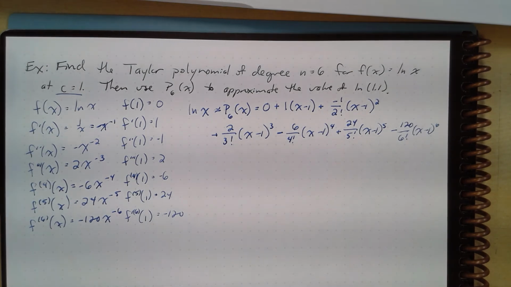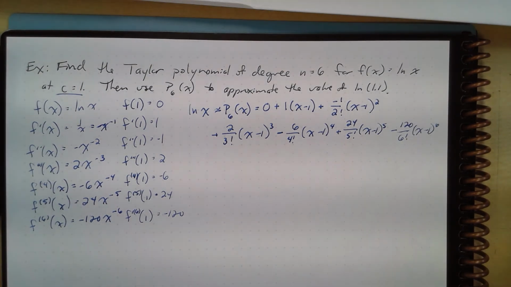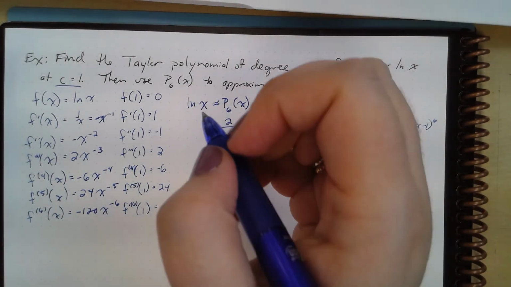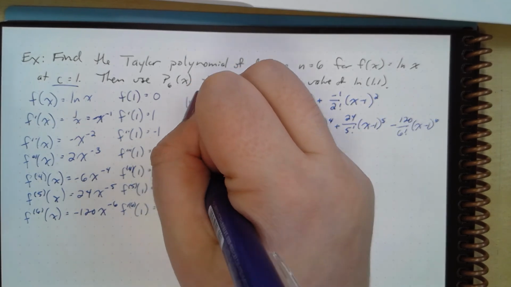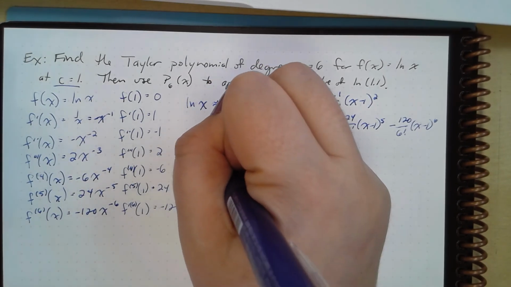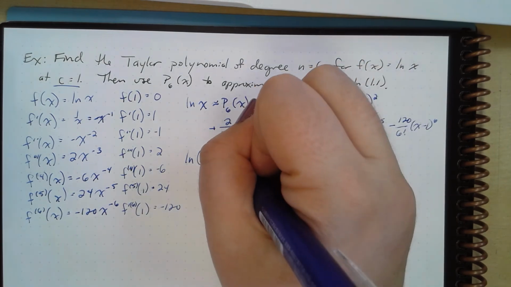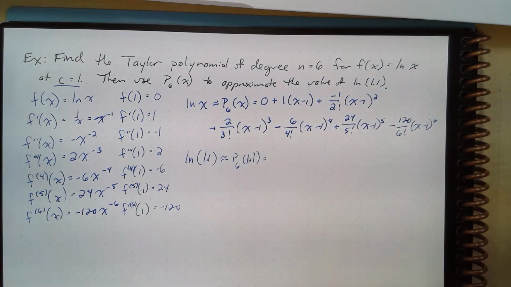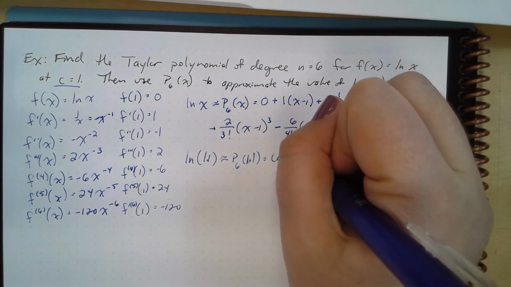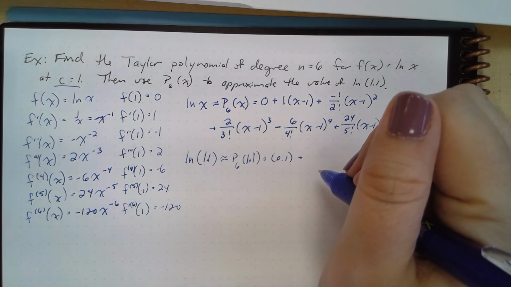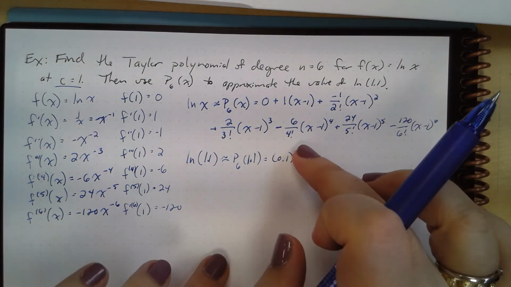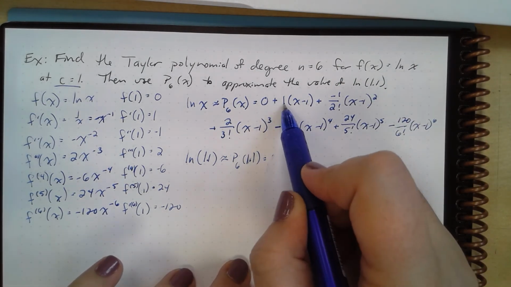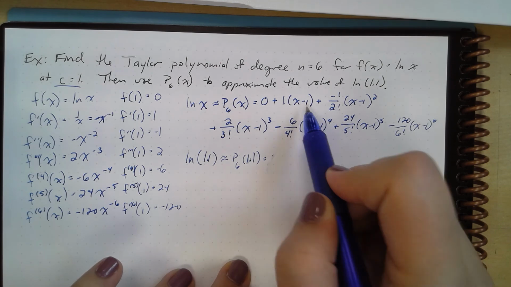Okay? Woo, that is ugly. But we could use it anyway to approximate ln of x. So let's actually do this. If we use this and we approximate ln of 1.1, it's approximately p sub 6 of 1.1, which is equal to, we're going to have 0 would be just 0. Then 1 times 1.1 minus 1 is 0.1, right?